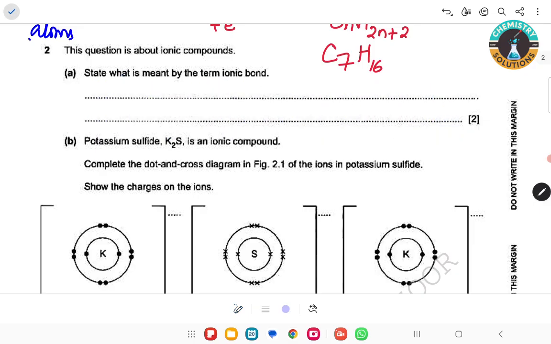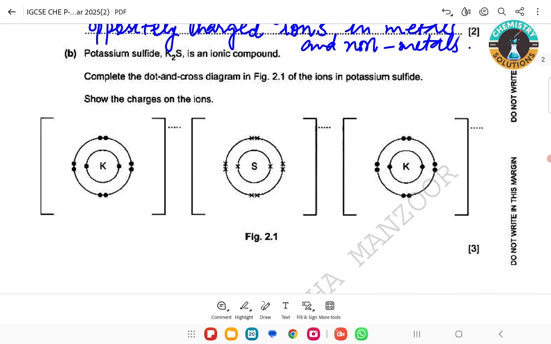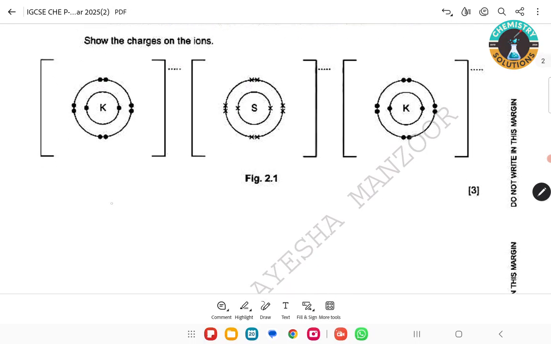So next question is: potassium sulfide is an ionic compound. Complete the dot and cross diagram of the ions in potassium sulfide. So potassium has 19 electrons. Let me complete this. Potassium has 19 electrons, whereas sulfur has 16 electrons.